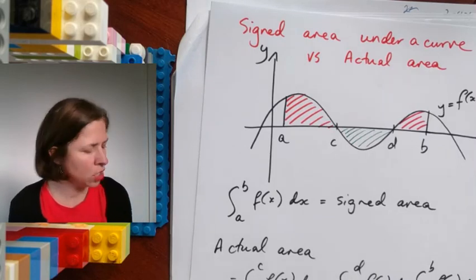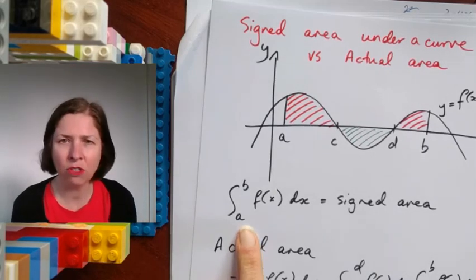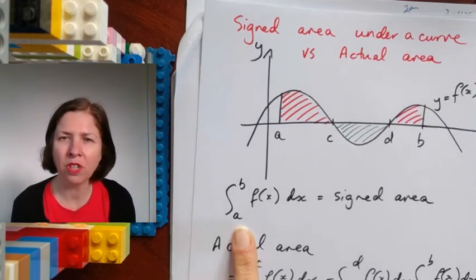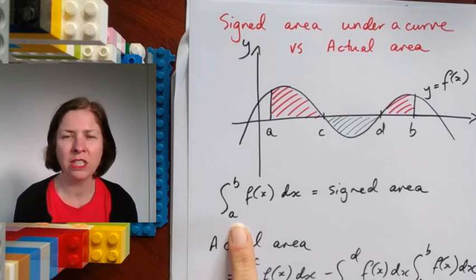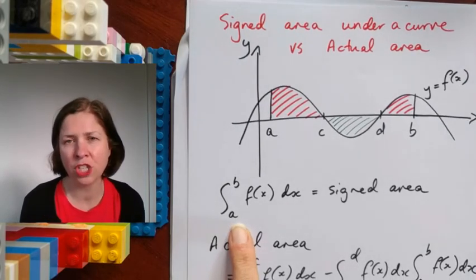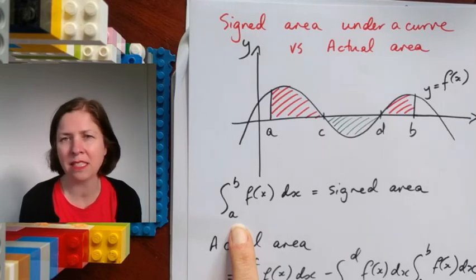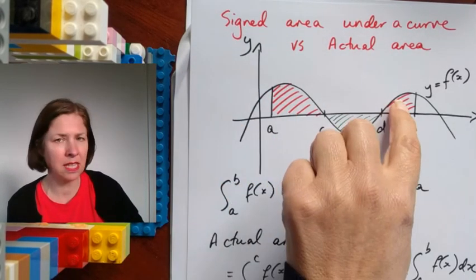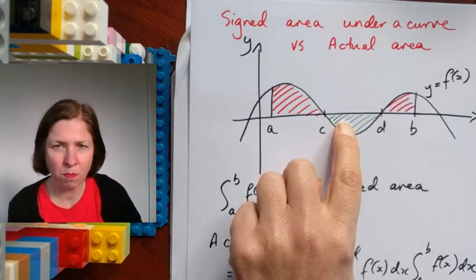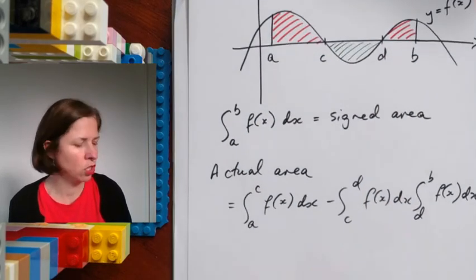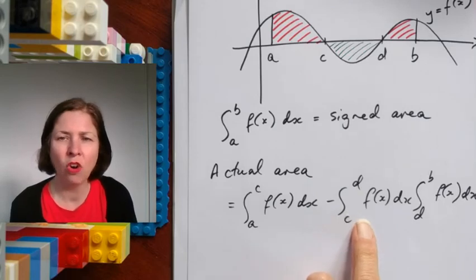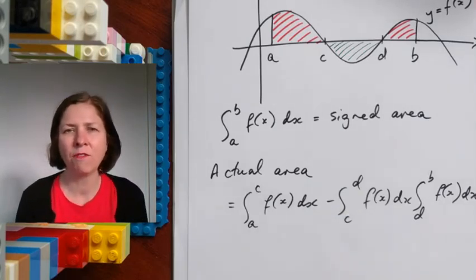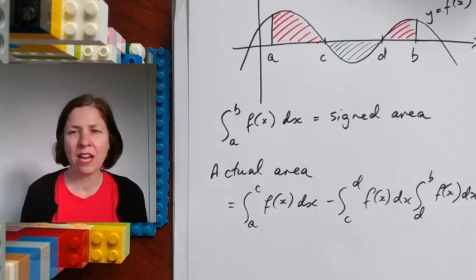Now, if the question asks you to calculate this integral, then that doesn't matter. You calculate this integral. But if the question asks for, for example, the shaded area, it doesn't mean the signed area. It means this plus this plus this, making this positive because it's an area. And then we have to use the technique of subtracting all regions that are below the x-axis. And that's the end of the video on area under a curve.